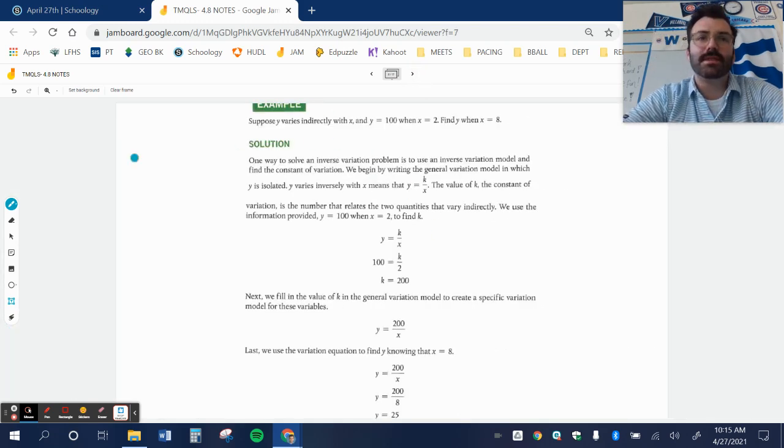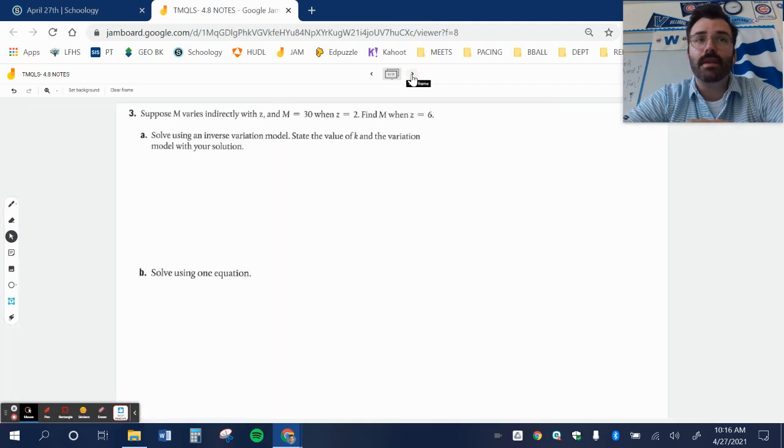Then the book gives us an example. Suppose y varies directly with x, or excuse me, indirectly, and when y is 100, x equals 2. So if you look here, y equals k over x, well, y is 100 and x is 2. Multiply both sides by 2, I get k equals 200. Let's use this to find y when x is 8. I just do 200 divided by 8. Those are the types of problems you can see in your homework.